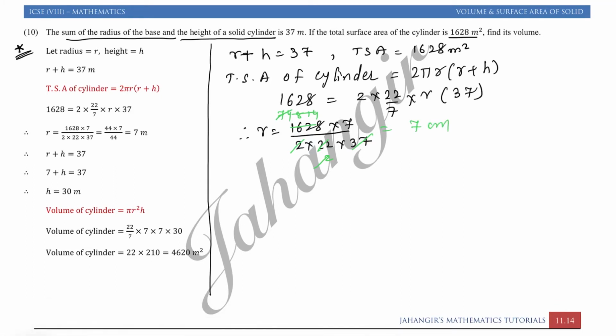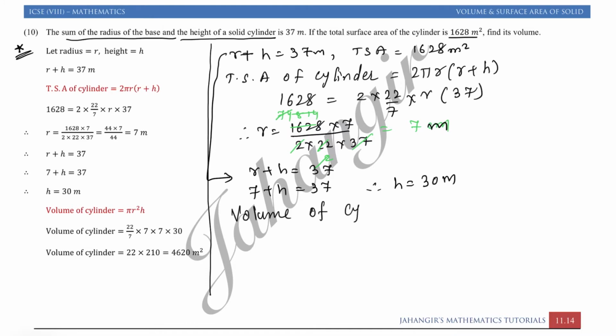Now once you get r, you can substitute in this part. r plus h is equal to 37 meter. So therefore r's value 7 plus h is equal to 37. So therefore h is equal to 30 meter. We get h as well as radius. So now we will find volume.